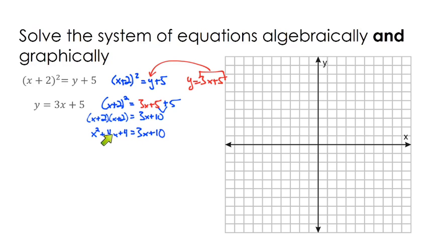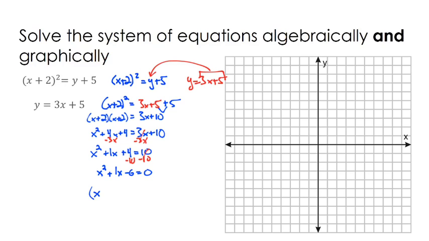And now since we've got a quadratic, when we solve quadratics, I'm going to collect all my terms onto the same side of the equation. So I'm going to subtract 3x from each side. And then I'm going to subtract 10 from each side. And now we've got a quadratic that we're ready to solve.